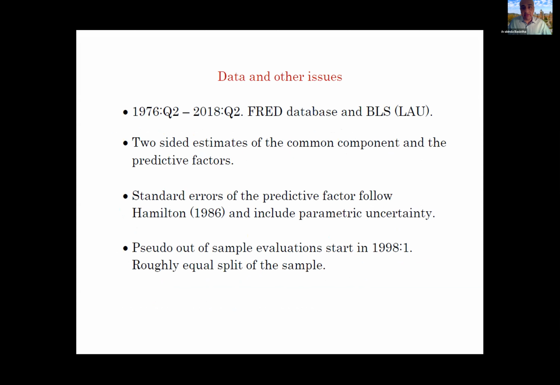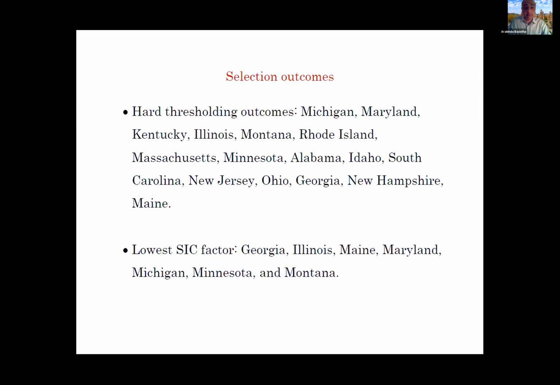The data is standard FRED database and BLS. Two-sided estimates I present. Standard errors of the predictive factor include parametric uncertainty. Out of sample starts in 1998. It's sort of the issues that come up.